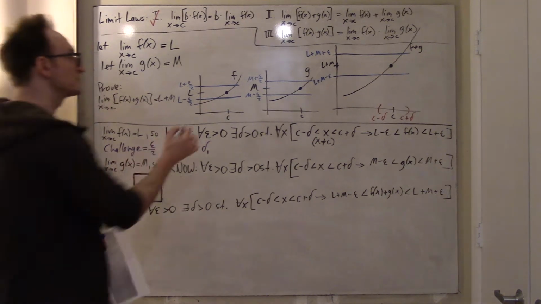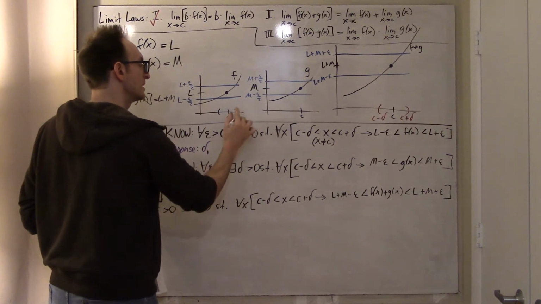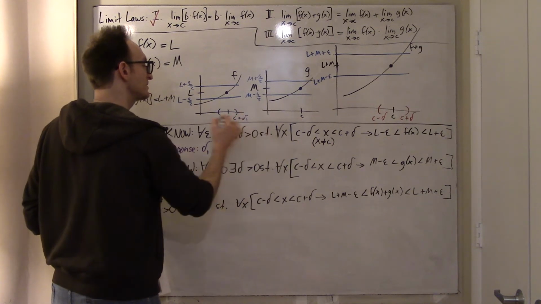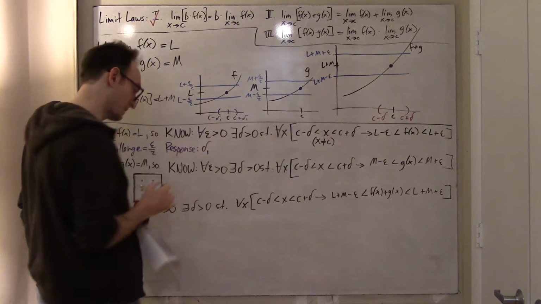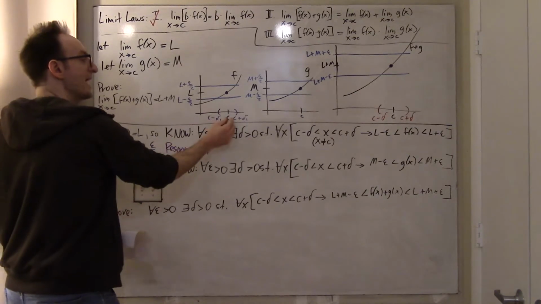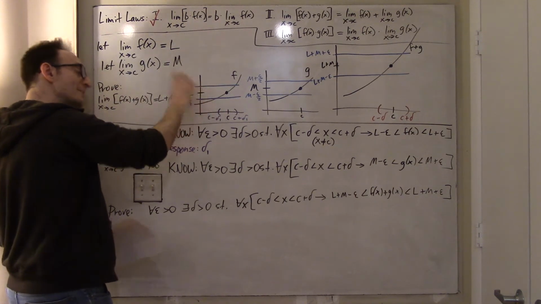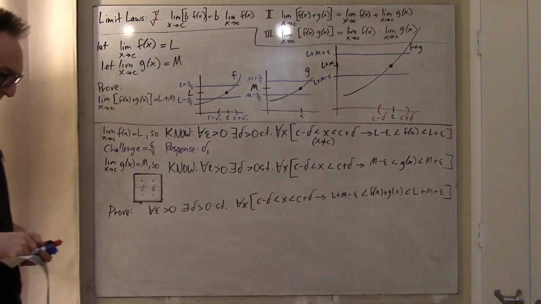Alright, what is delta 1? Delta 1 is this little interval around C. Call this C plus delta 1 and call this C minus delta 1. And what is it? It's how close to C I have to get in order for the outputs of f to be within epsilon over 2 of L.